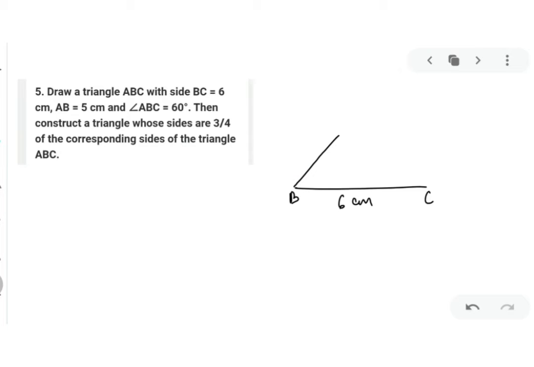So with your protractor, you can make it 60 degree. Or with your compass, you can make it 60 degree. Once you got 60 degree here, you can make a cut of 5 to get A, 5 centimeter. Now you can join your AC. So you will get a required triangle ABC. Now as usual, you have to draw an acute angle. BC की तरफ से आपको एक नीचे की तरफ एक acute angle बनाना है.